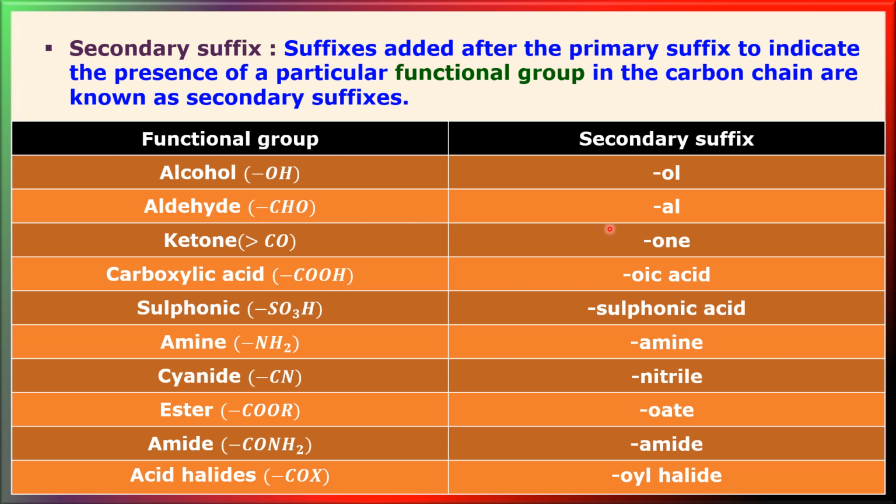Aldehyde, CHO, the secondary suffix is al. Ketone, one. Carboxylic acid, the functional group is COOH, then the secondary suffix is oic acid. Sulfonic acid, the functional group is SO3H, the secondary suffix is sulfonic acid. Amine, NH2, same. Cyanide, CN, nitrile. Ester, COOR functional group, the secondary suffix we have to use is oate. Amide, the functional group is CONH2, the secondary suffix is amide. Acid halides, COX, so the secondary suffix is oyl halide.